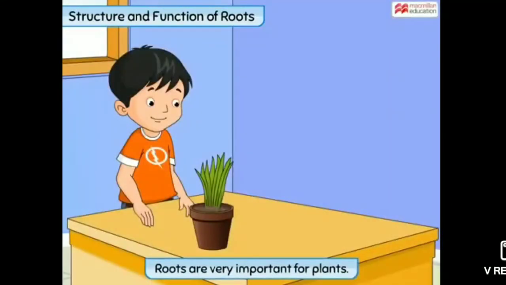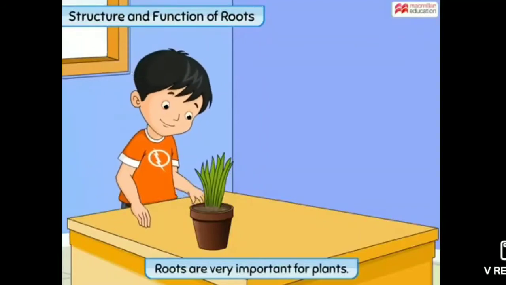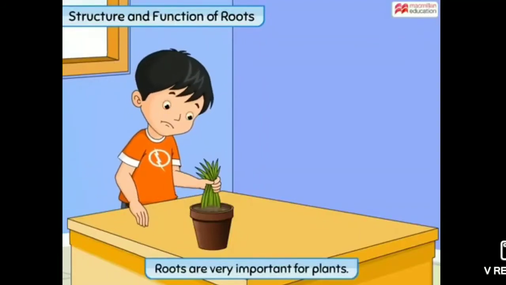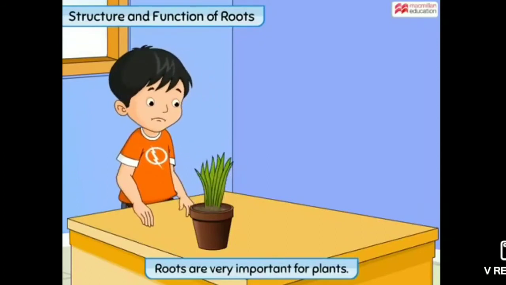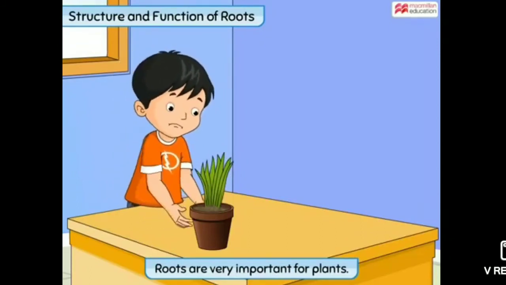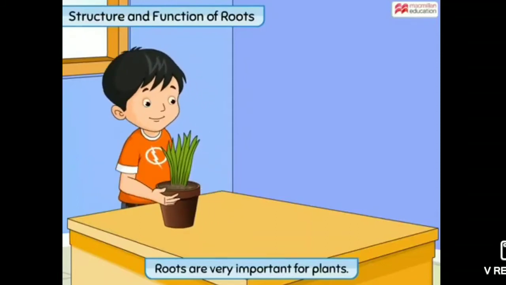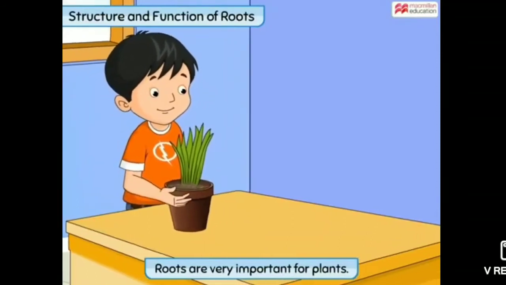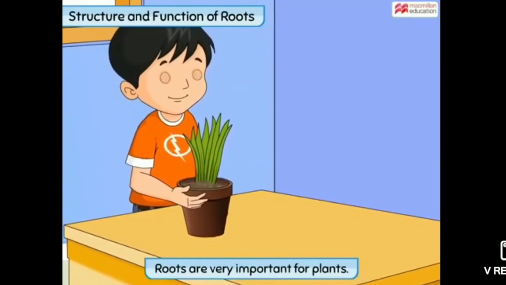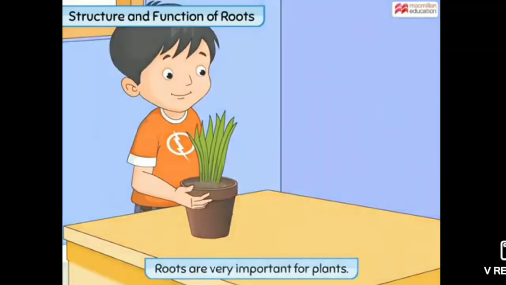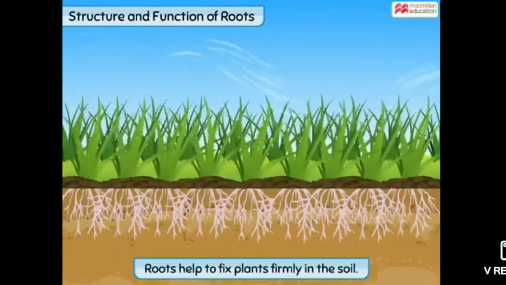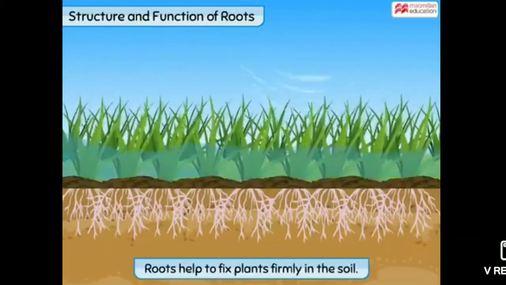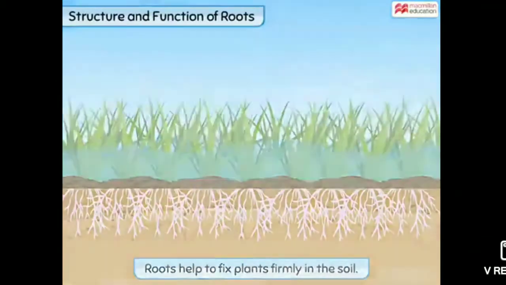Roots are a very important part for plants. Look at this boy trying to pull out a bunch of grass from the soil. He tries to pull the grass, but the plants do not come out easily, and the boy ends up lifting the pot. This shows that the roots of the grass plants are holding them firmly in the soil. Thus, the roots function to prevent the plants from being uprooted by fast wind and flowing water.